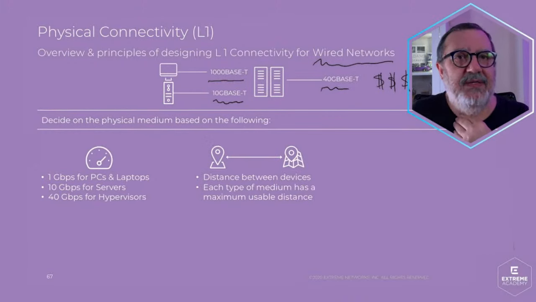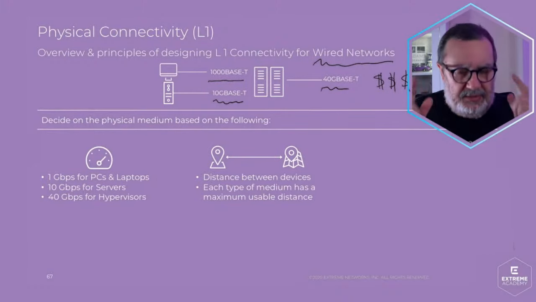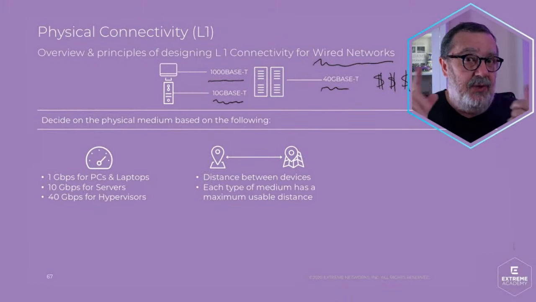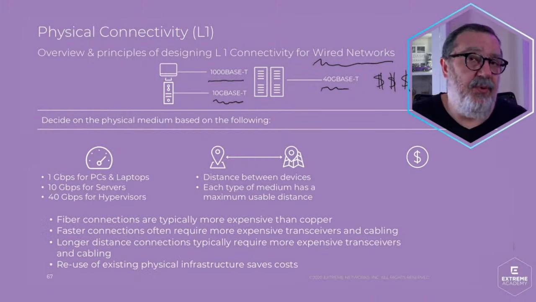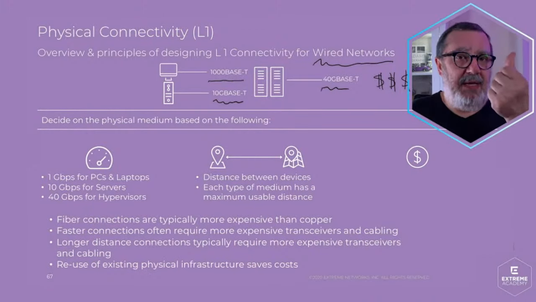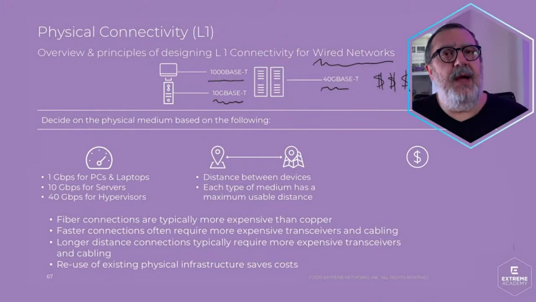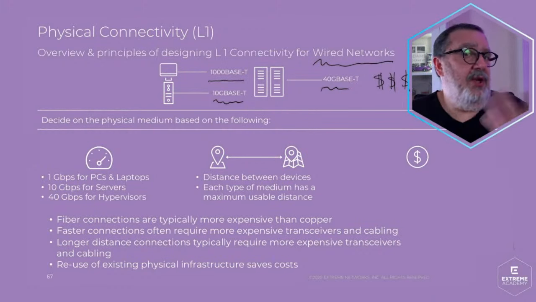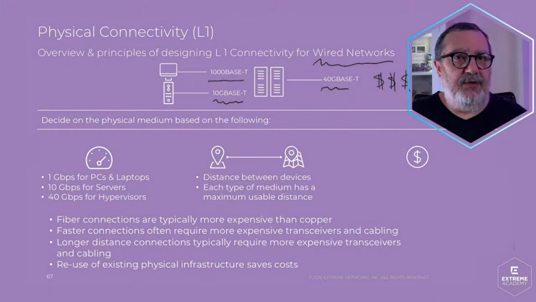Distance between devices. Well, we know that if we're designing a network, we need to think about distances. How big are these distances that we need to cover? That's important as well. And then money. We need to think about this. If you've got a lot of money, you might want to do fiber. If you don't, definitely Ethernet, and then think about all these other considerations.